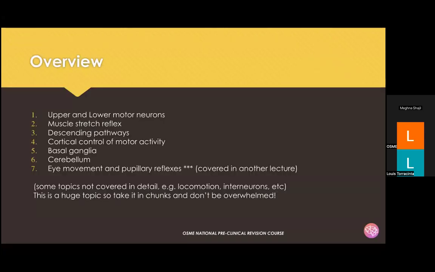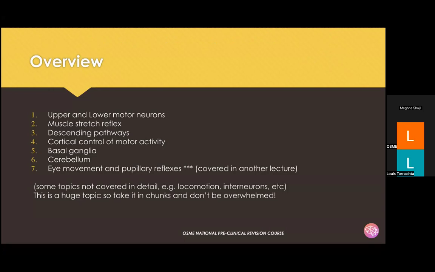So we're going to talk a little bit about upper and lower motor neurons, about the muscle stretch reflex, the descending pathways, the cortical control of motor activity, that is to say, control of motor activity within the brain. We'll talk a bit about the basal ganglia and the cerebellum.